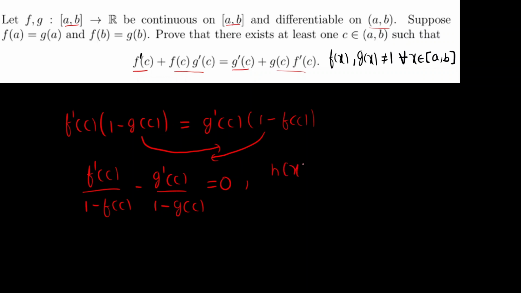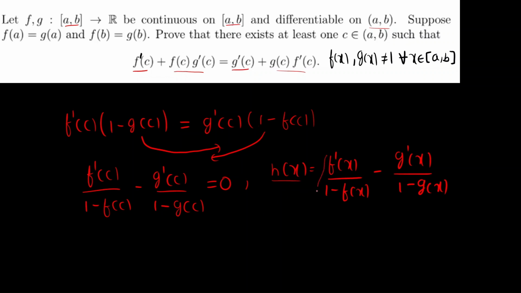I'll take h of x is equal to f dash of x divided by 1 minus f of x minus g dash of x divided by 1 minus g of x. Now my goal is to prove that this h of x will have at least one root in 0 to 1 so that I can get my result. Now in order to prove that this will have a root, I'll use Rolle's theorem.